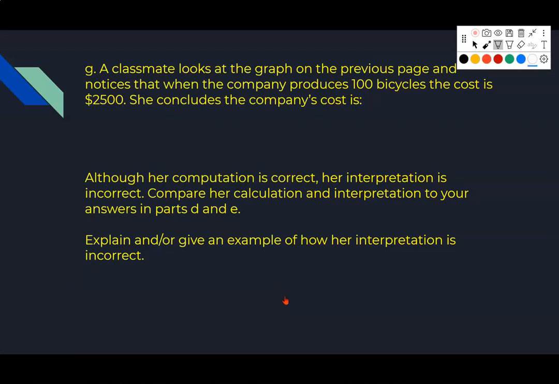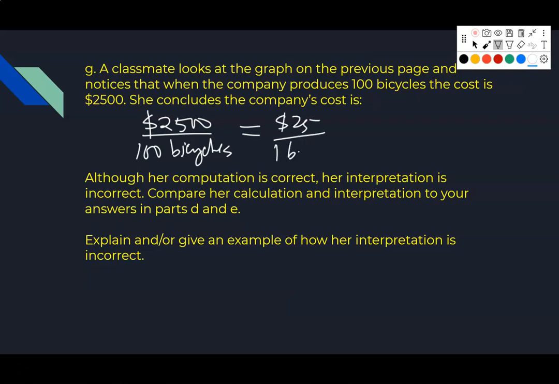Next problem. A classmate looks at the graph on the previous page and notices that when the company produces 100 bicycles, the cost is $2,500. She concludes that the company's cost is $2,500 over 100 bicycles. If you simplify this, it is equal to $25 over 1 bicycle, or she said it's $25 for each 1 bicycle.